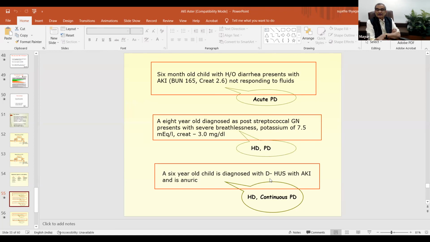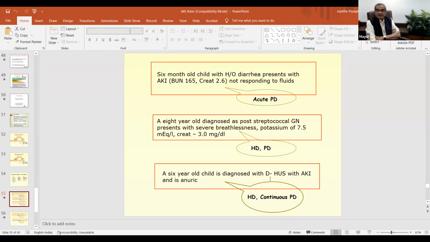And if this diarrhea has led to ATN, you can restart it and give another sitting. But if somebody is going to require more than 2 sittings of acute PD, then I would think we should think about using hemodialysis. But this is a small child, so age may also have a determining role.